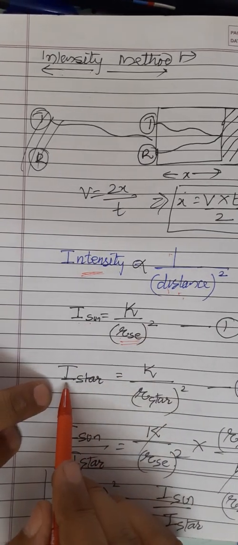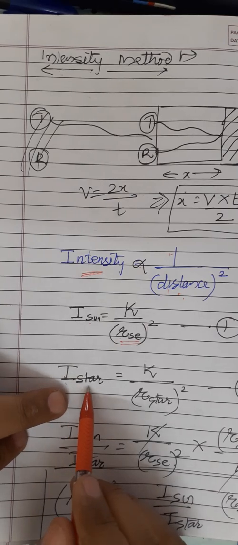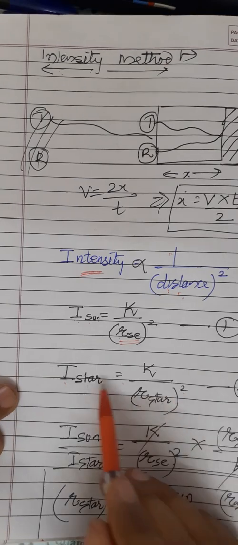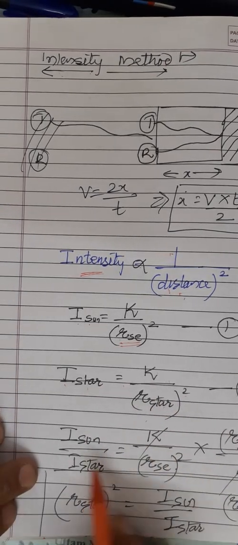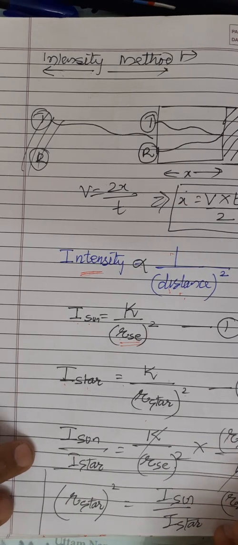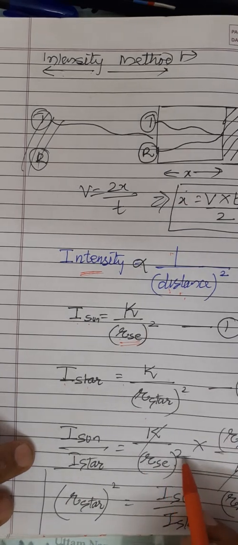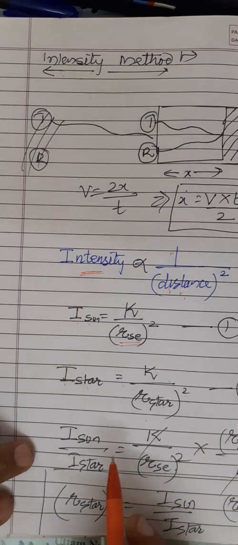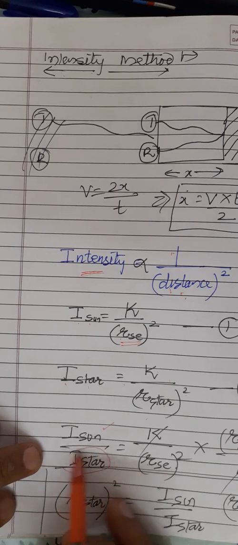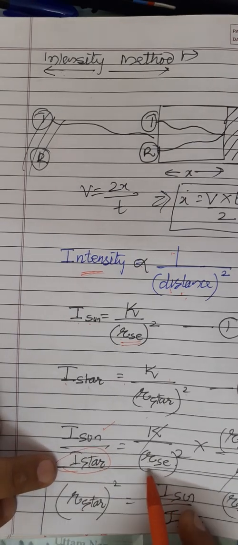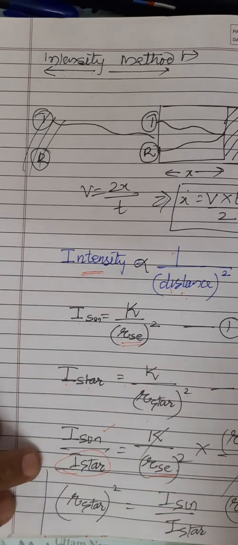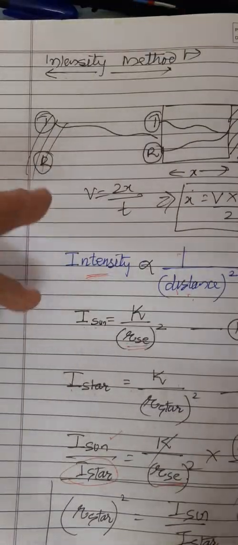Now, for any star for which we have to measure the distance, the intensity of that star will also be equal to k upon the distance of the star squared. If we divide these two, k will get cancelled out. We are left with intensity of sun upon intensity of star equals distance of star squared upon distance of sun from Earth squared. Clear? We know the value of intensity of sun and distance of sun, and we will know the value of intensity of star. So we can find the distance of the star from the surface of Earth. This method is known as the intensity method.